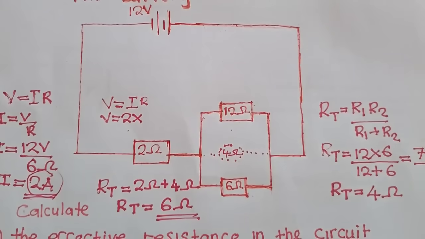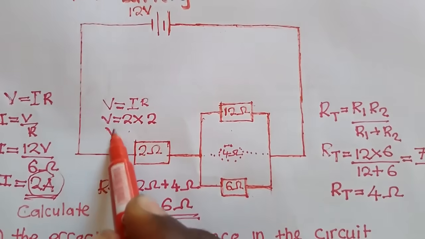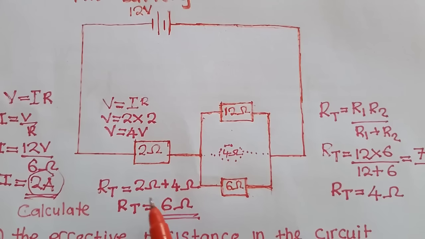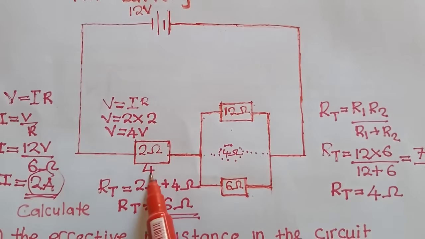times the resistance. What is the resistance? The resistance is 2. So I'm going to say 2, where voltage will now be equal to 4 volts. Which means that the voltage passing through a 2 ohm resistor is 4 volts.